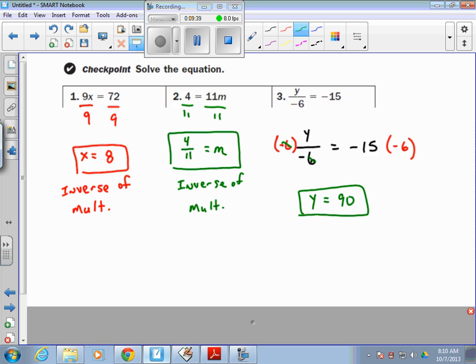Again, just 1 step. And unlike the last one, this one is the inverse. Not of multiplication this time, but the inverse of division. Or we undid division.